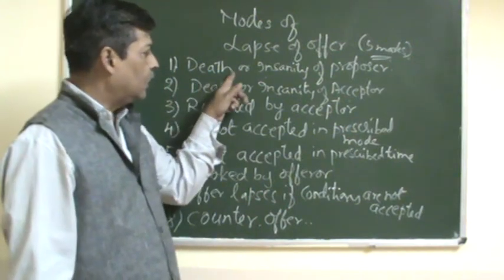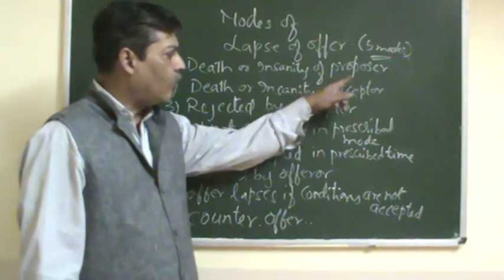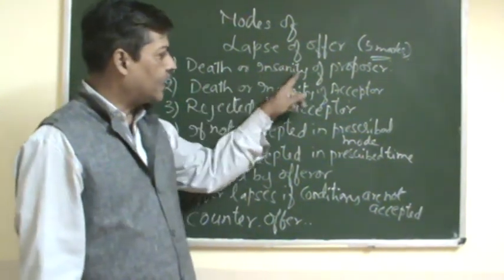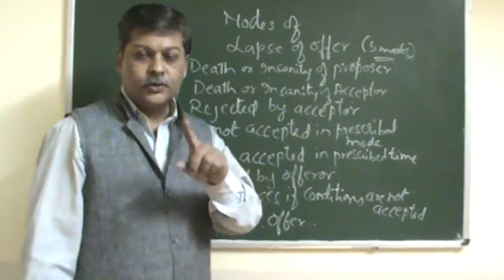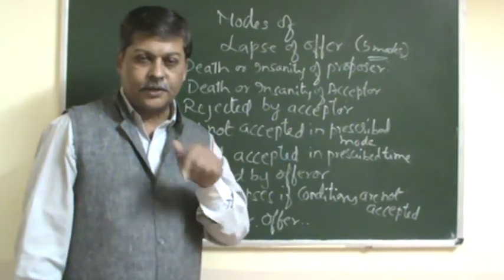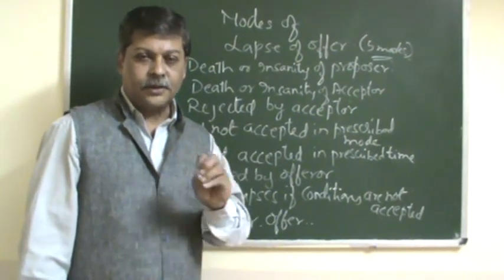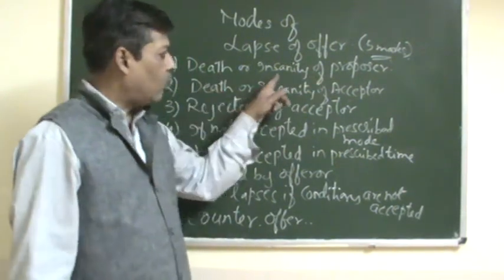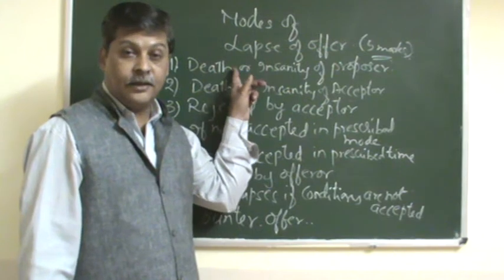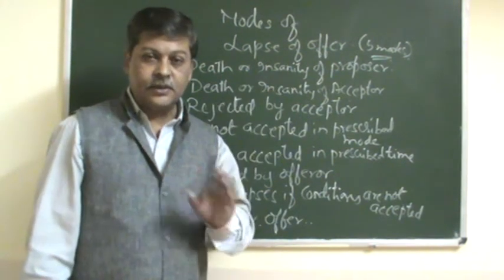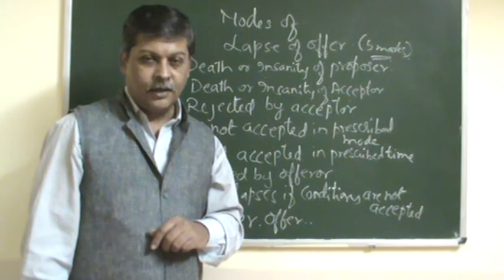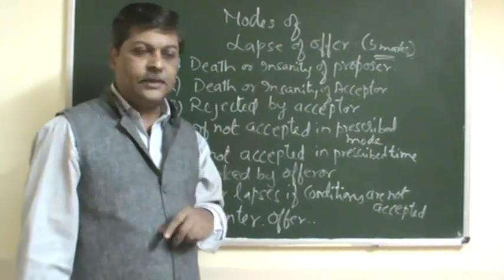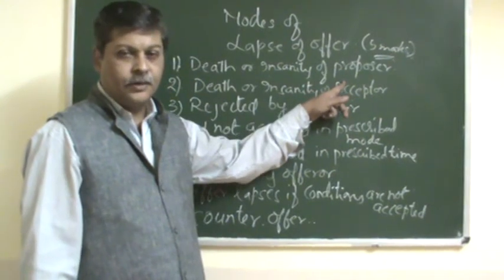The first one is death or insanity of the proposer. Who is a proposer? The person who has made the offer, the person who has made the proposal, is the proposer. So, his death or insanity. Insanity means unsoundness of mind.